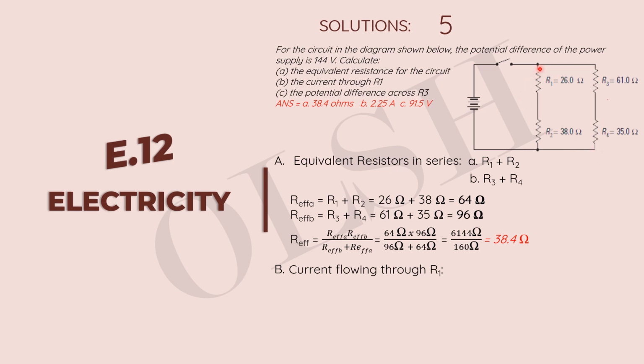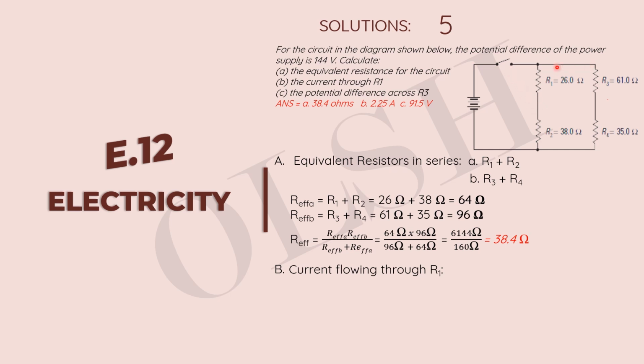But the voltage across R1 and in between here, R1 and R2, is different from the voltage across here and here. The same thing happens here. The voltage between here and here is different from the voltage between here and here, because their resistances are different. So we are asked to find the current through R1.